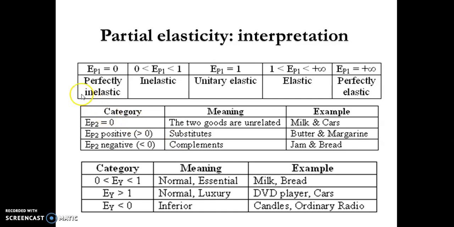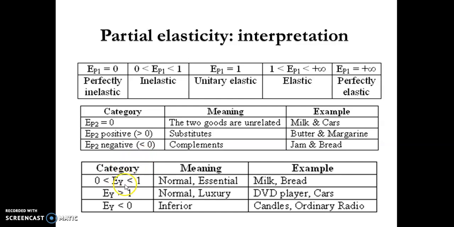With your cross price elasticity, we could determine if the goods were either related or unrelated. If your cross price elasticity coefficient is equal to zero, then the two goods are unrelated, such as milk or cars. But if it is positive, then it tells us that they are substitutes, such as butter and margarine. Or if your cross price elasticity coefficient was negative, then the goods were related and they were complements, such as jam and bread or cars and tires.